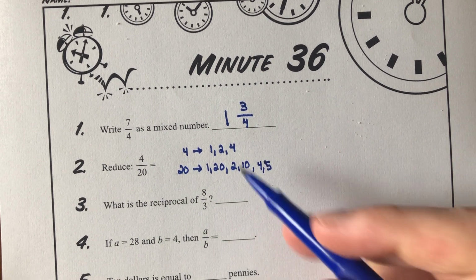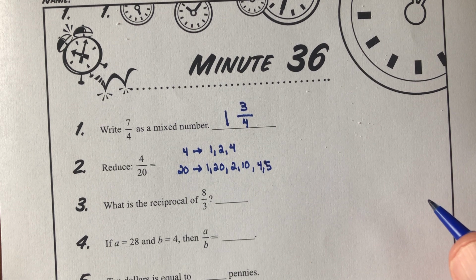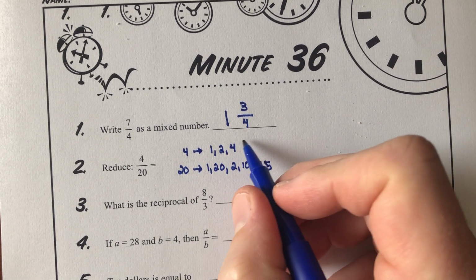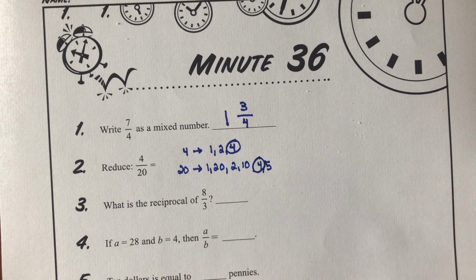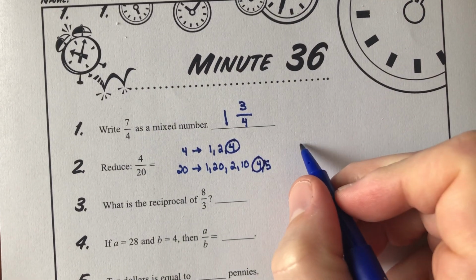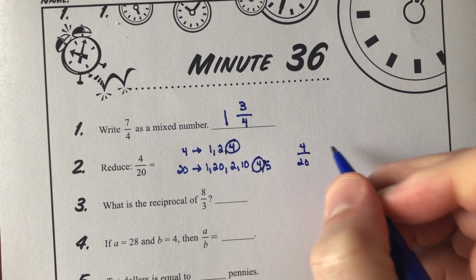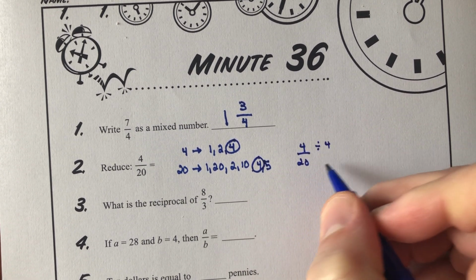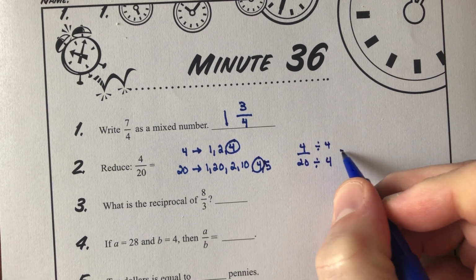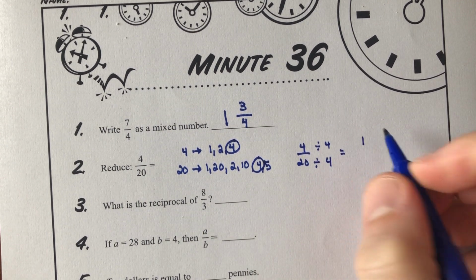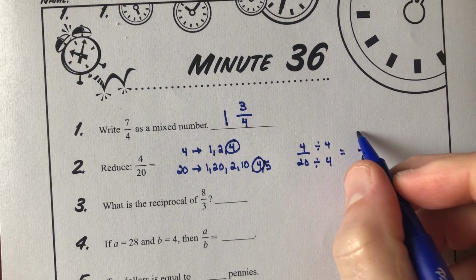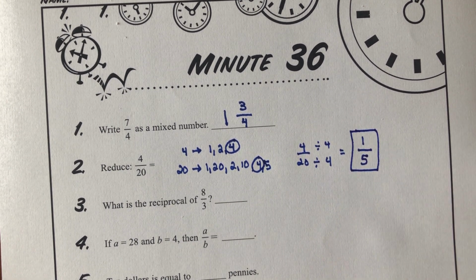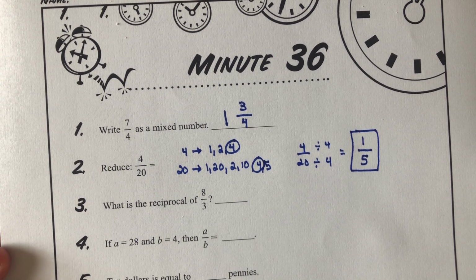So now I look at my 2 lists and I look at the biggest or the largest number they have in common. And it's going to be 4. So that's what I'm going to divide by. So I have 4/20. I'm going to divide this by 4. I'm going to divide this by 4. 4 divided by 4 is 1. 20 divided by 4 is 5. So 4/20 in simplest form would be 1/5.